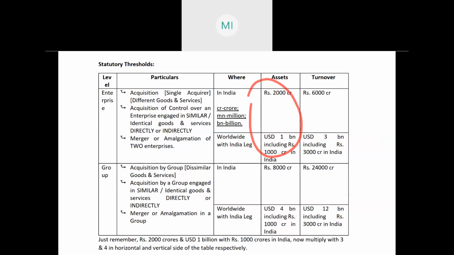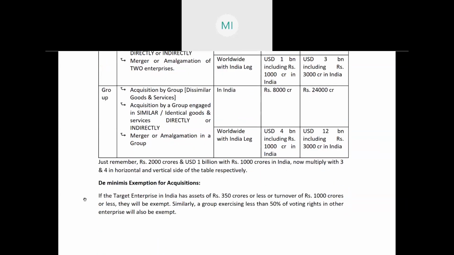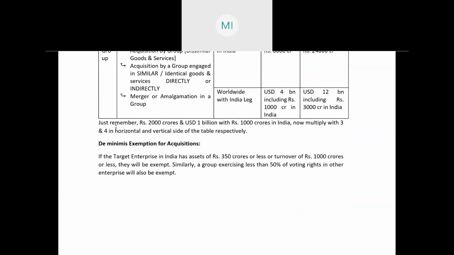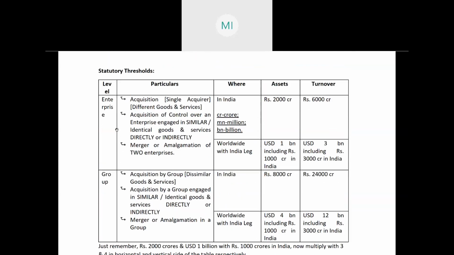Yeah. So once the statutory thresholds are exceeded, there is a de minimis exemption. The de minimis is if it is a very small thing. Okay. So if the target enterprise has less than 350 crores of assets or less than 1,000 crores of turnover, then it will be exempt. Similarly, a group exercising less than 50%, this will be exempt. So this is a de minimis acquisition, a very small acquisition. The exemption is given if the target enterprise falls within these limits.